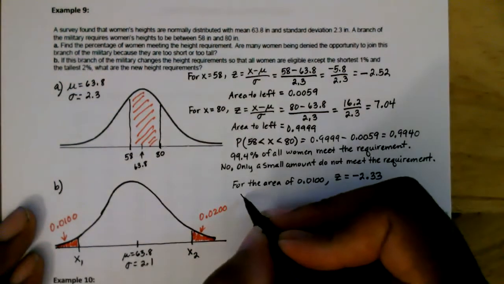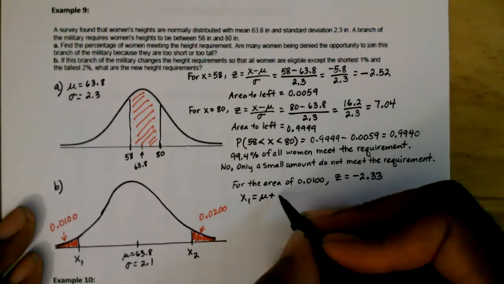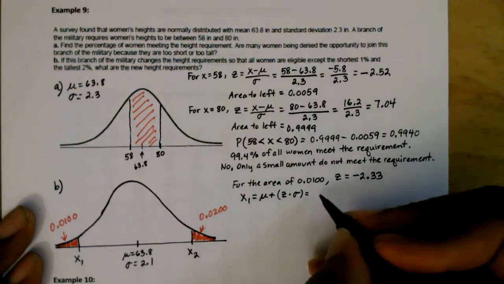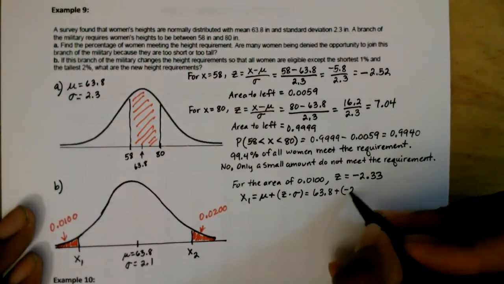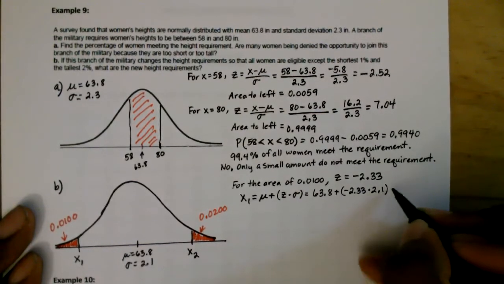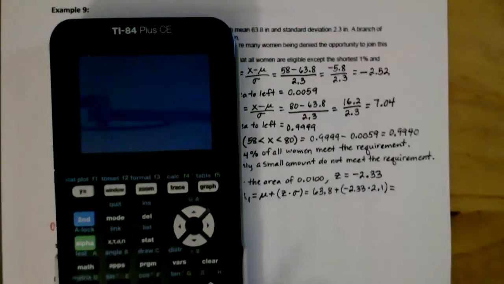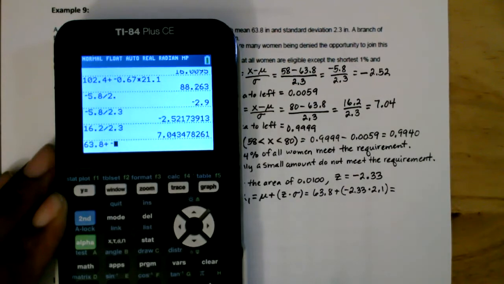Then to find what X1 is, that's going to be mu plus Z times sigma. Our mu is 63.8 plus Z, which is negative 2.33, times sigma, 2.1. We're going to round this answer off to one decimal place. So 63.8 plus negative 2.33 times 2.1.